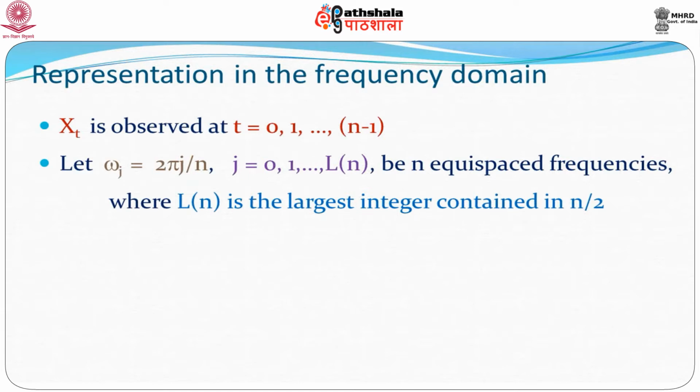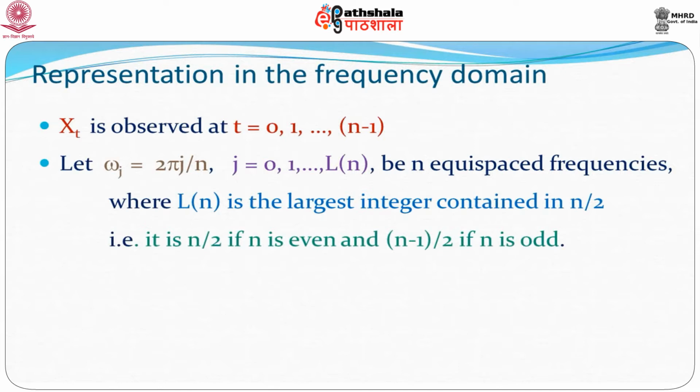And what is L n? L n is the largest integer contained in n by 2. That is, if n is even, then L n obviously is n by 2 itself, but if n is odd, then L n is n minus 1 by 2.